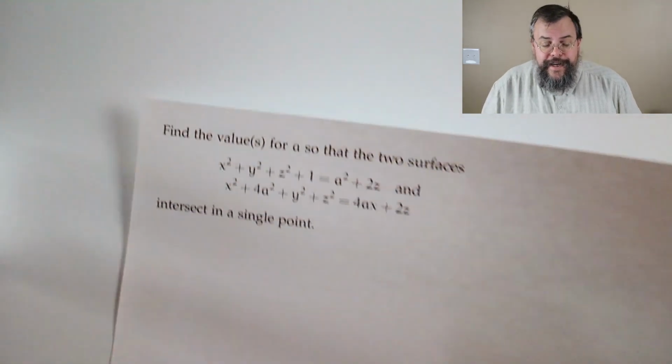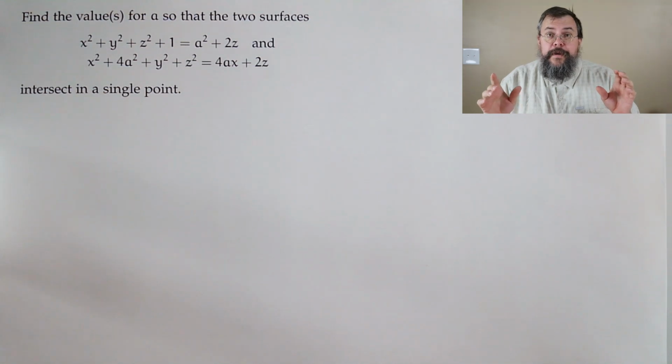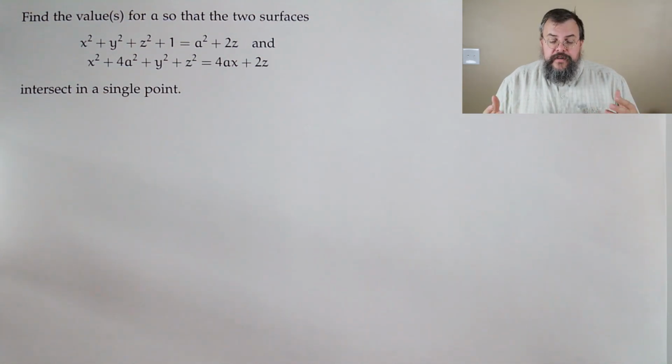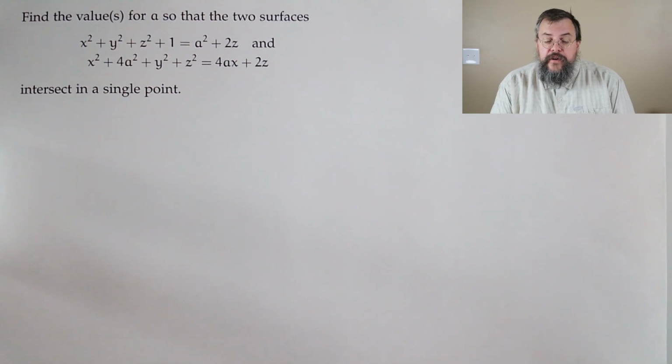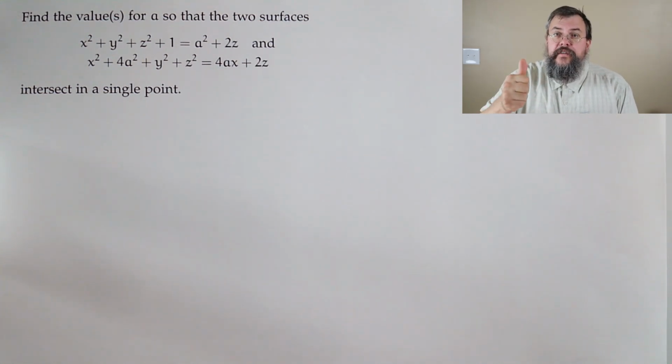All right. Well, that leaves us with one more problem. So let's finish up on a high note. Find the value, or maybe values, so there might be one or several answers, so that the two surfaces, x squared plus y squared plus z squared plus 1 equals a squared plus 2z, and x squared plus 4a squared plus y squared plus z squared equals 4ax plus 2z, intersect in a single point.